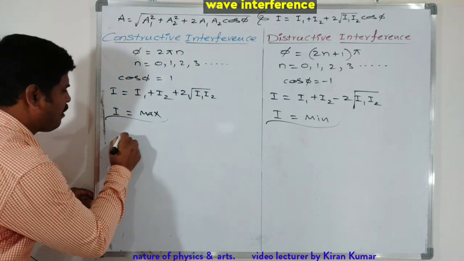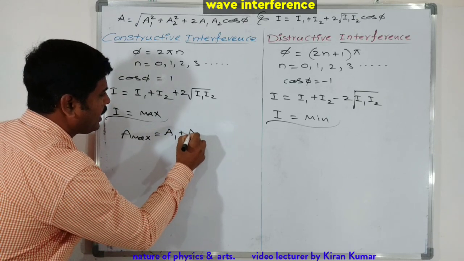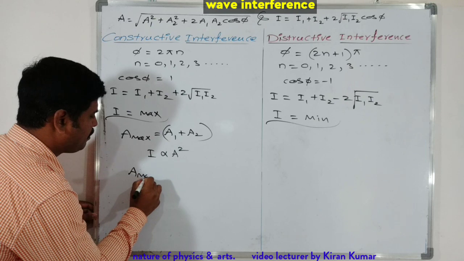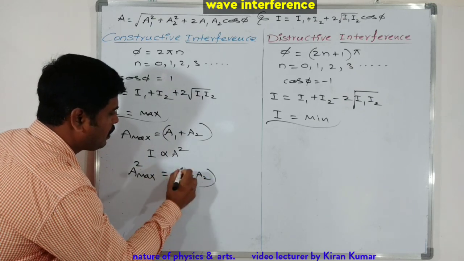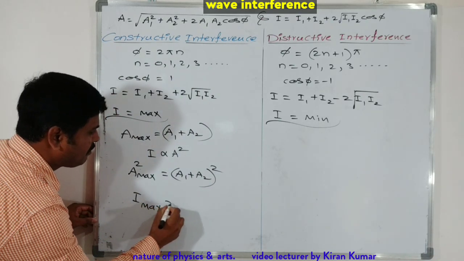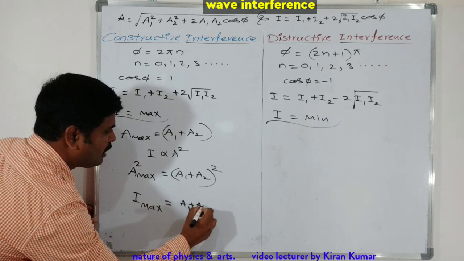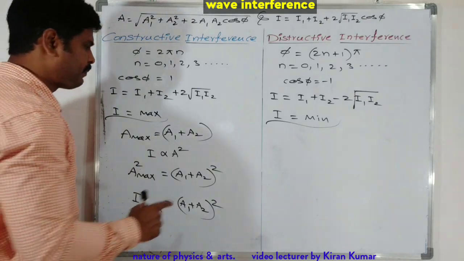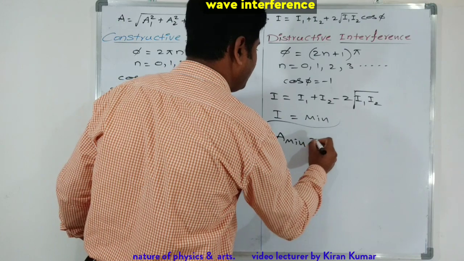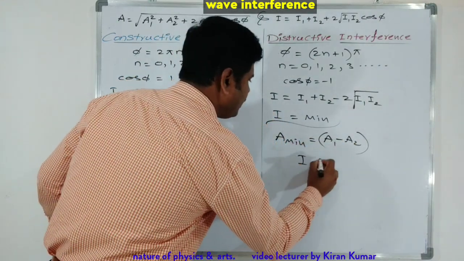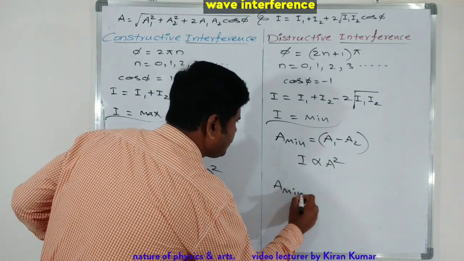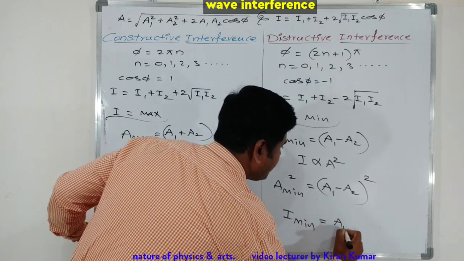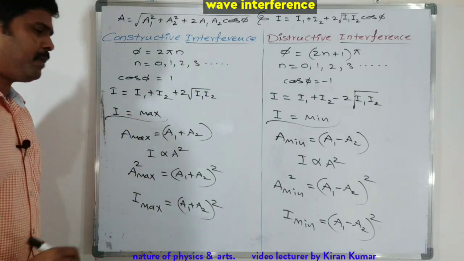See, now first one is amplitude maximum, which is equal to a1 plus a2. Here intensity is directly proportional to the amplitude square. Then we can write amplitude maximum whole square is equal to a1 plus a2 whole square. Then intensity maximum is a1 plus a2 whole square. Amplitude maximum, intensity also maximum. Also here amplitude minimum is a1 minus a2. So intensity is directly proportional to the amplitude square, then A minimum square is equal to a1 minus a2 whole square, that is I minimum is equal to a1 minus a2 whole square. Please copy this.